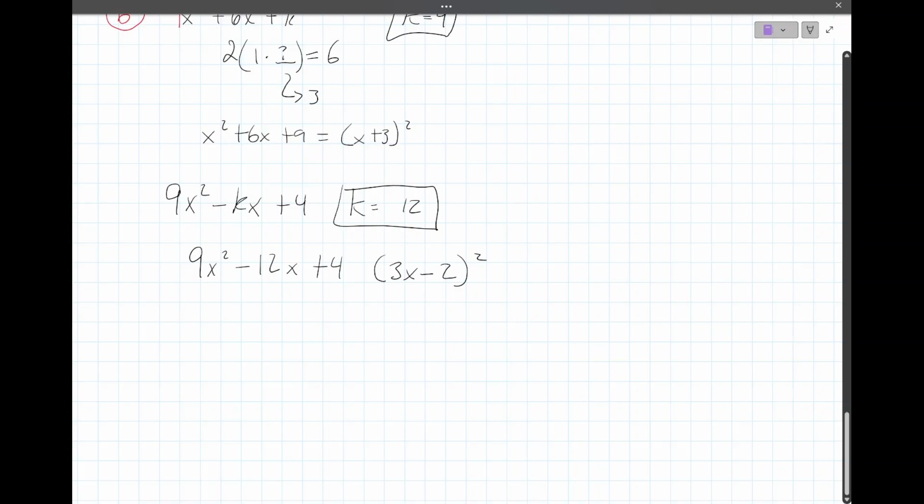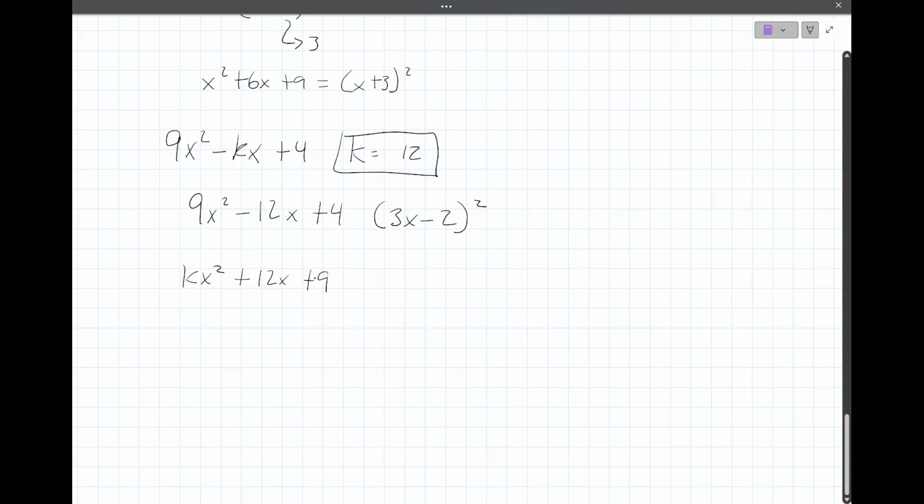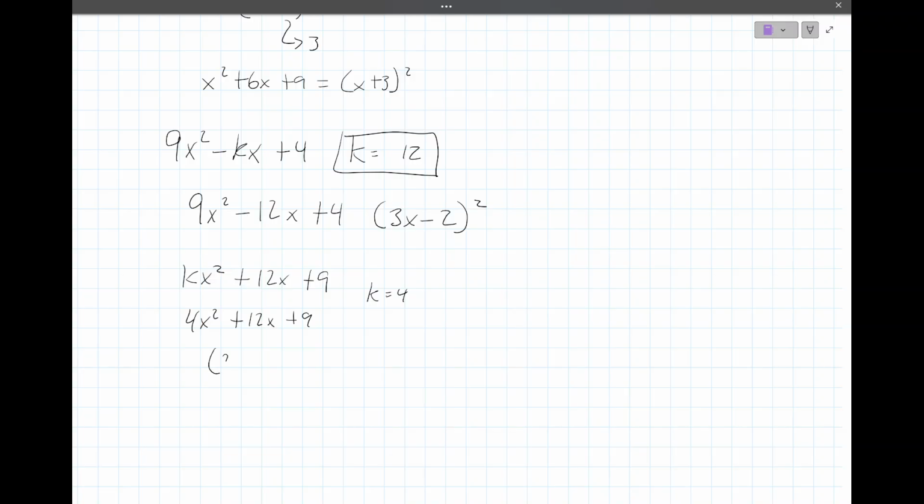And the last one is just like the first one. I'm going to have kx squared plus 12x plus 9. I know that I have to get 3 times something times 2 is 12. Well, 3 times 2 times 2 is 12, so that's just going to be 2. That means 2 is the square root of k, so k is 4. So this is going to be 4x squared plus 12x plus 9, and I'm going to get (2x plus 3) squared.